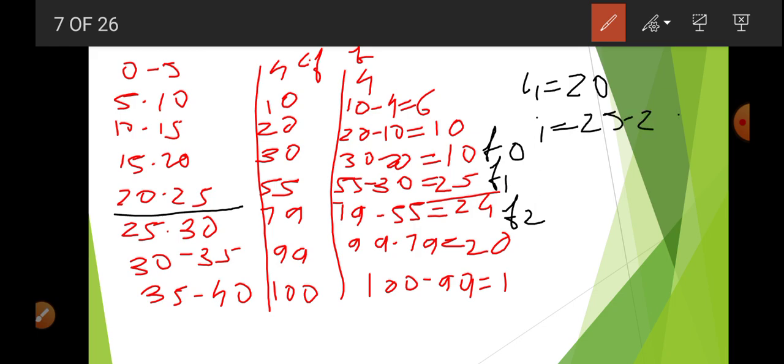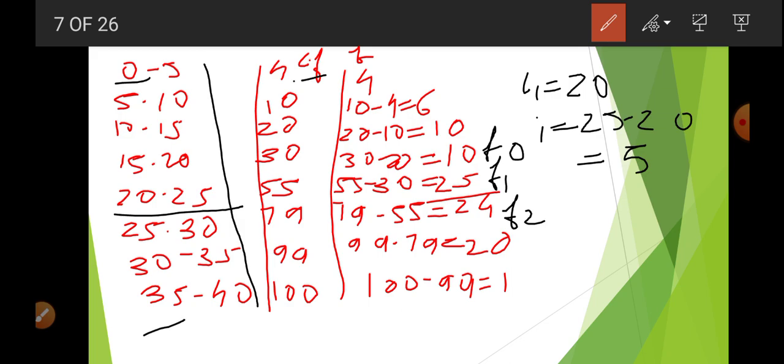25 minus 20, so it will be 5. So okay, I think now you are able to understand. First of all, we had converted the cumulative frequency series into a simple frequency series. All the upper limits are given. There is a gap of 5, so it means it started from 0. Now I have written all the lower limits.